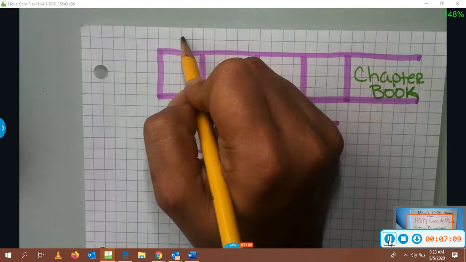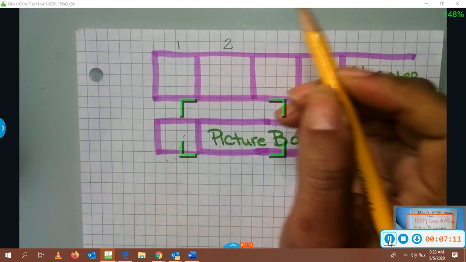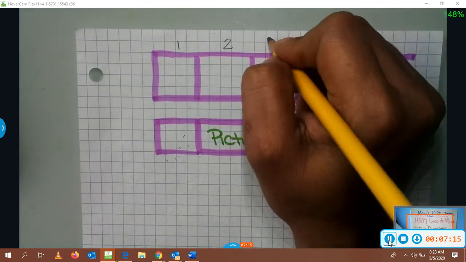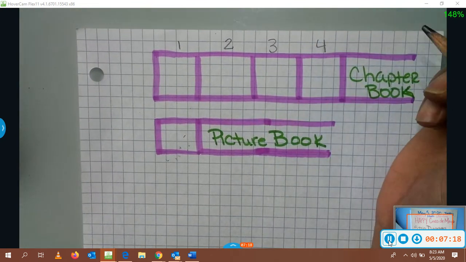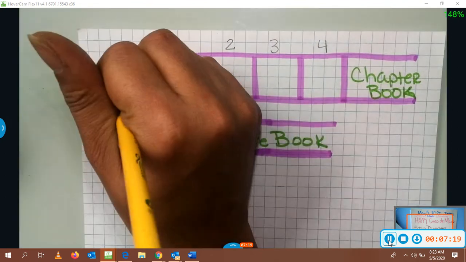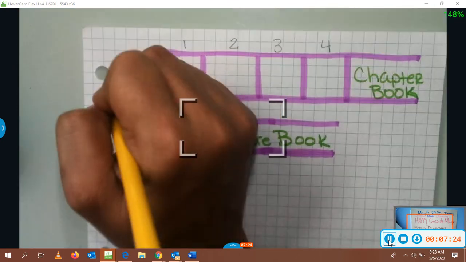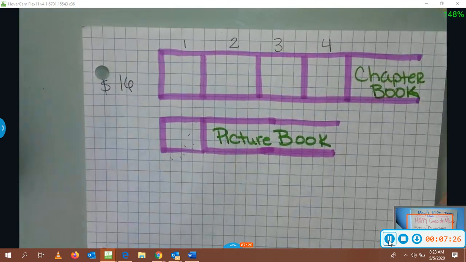So you have 1 chapter book, I'm sorry, 2. This is not the books themselves, this is the price. 3, 4. So chapter books cost how much? $16. So we need to divide $16 into 4.